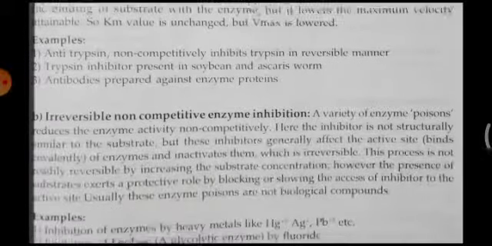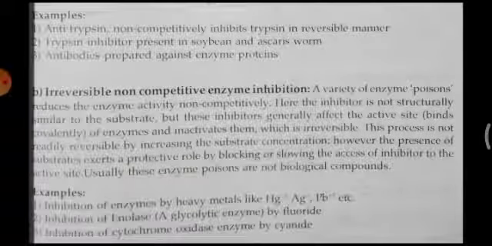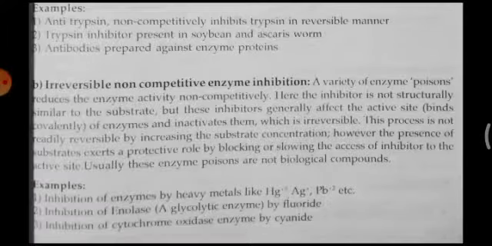For a specific example, antitrypsin non-competitively inhibits trypsin in a reversible manner. So that is reversible antitrypsin. And the trypsin inhibitor present in soybean and ascaris is going to affect the enzyme in the non-competitive reversible form of enzyme inhibition.